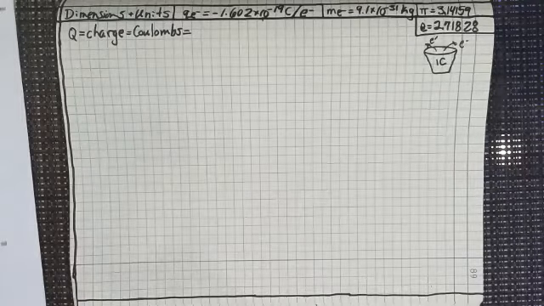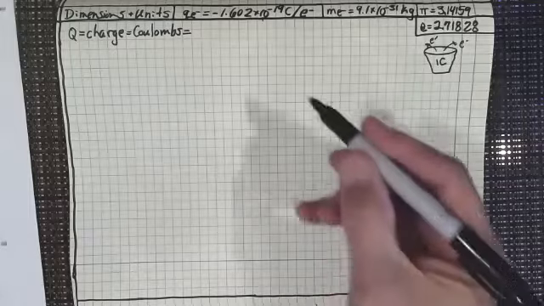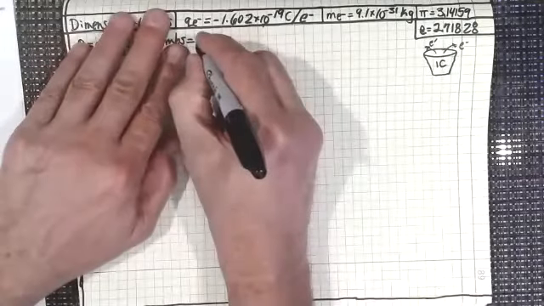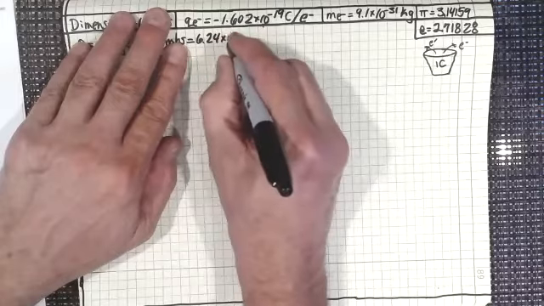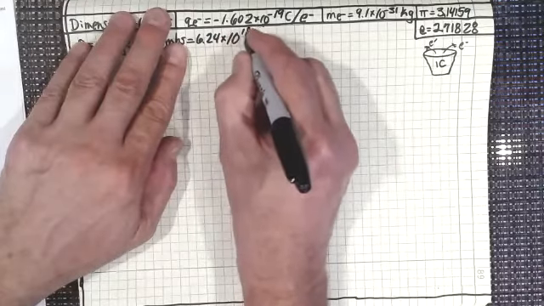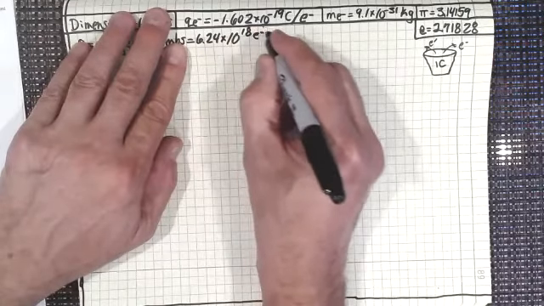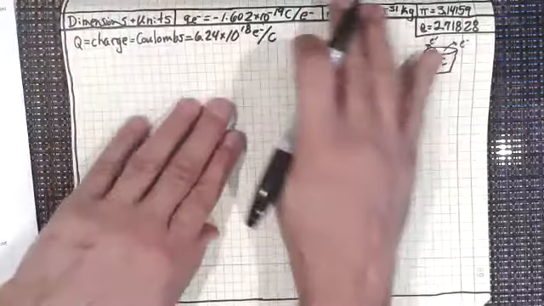I would get 6.24 times 10 to the 18 electrons per coulomb. See how I did that?